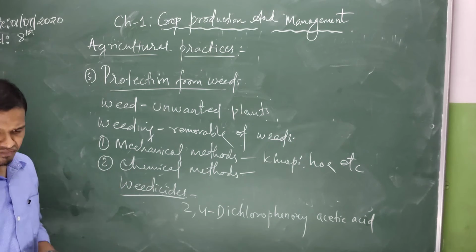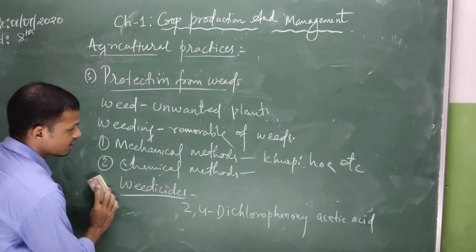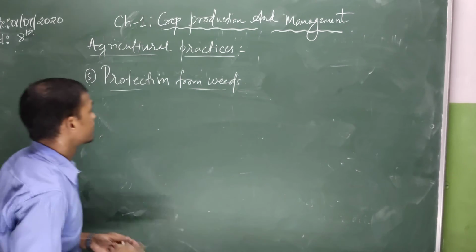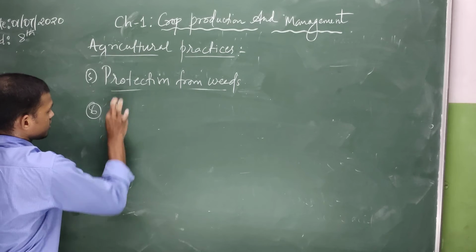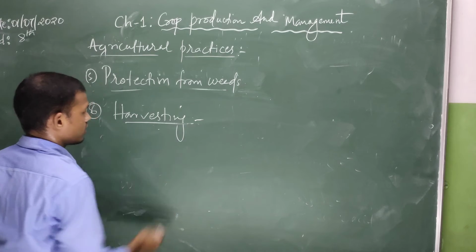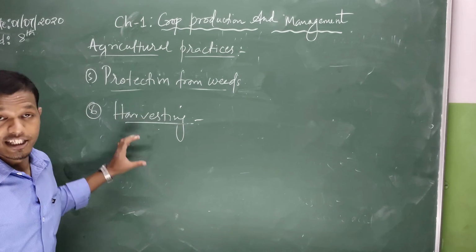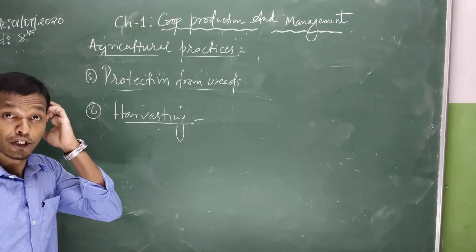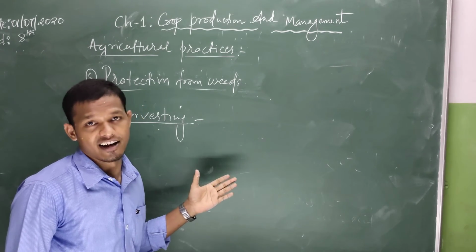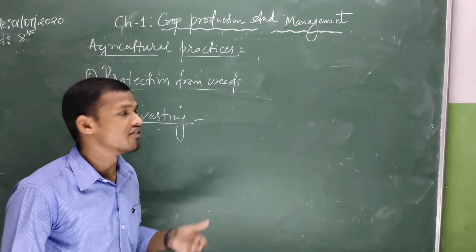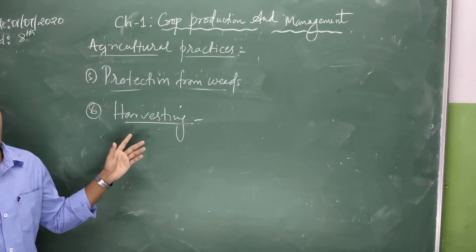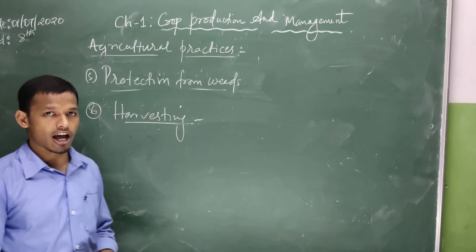Next practice is harvesting. This is part of agricultural practices. This is the best time for the farmers. Their hearts are filled with joy and happiness, because they enjoy this period after all the efforts they put in for six months. This is also a very important part of agricultural practices. Got it now?